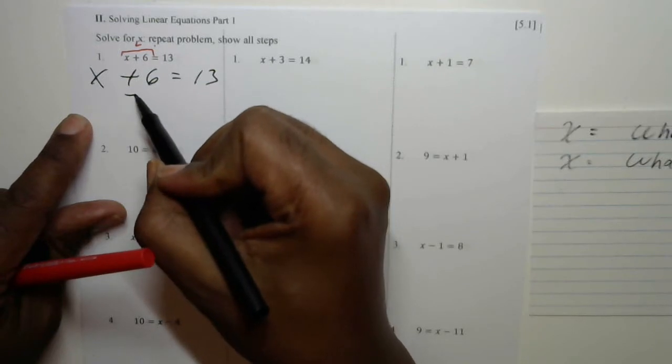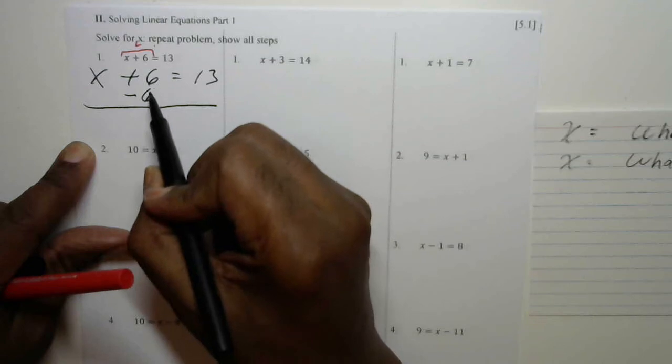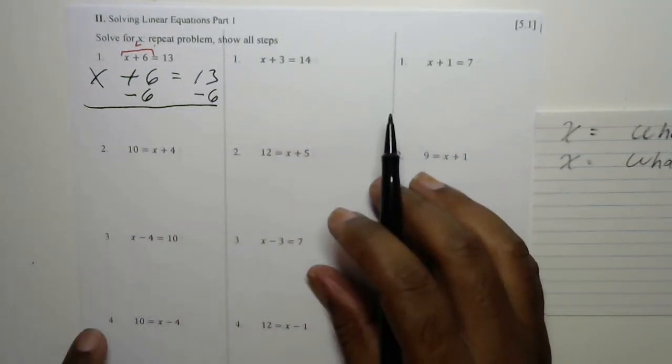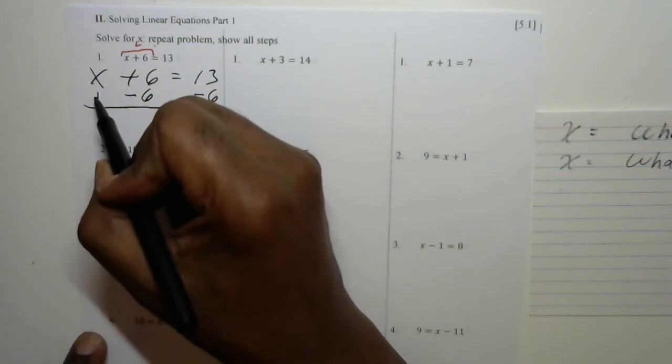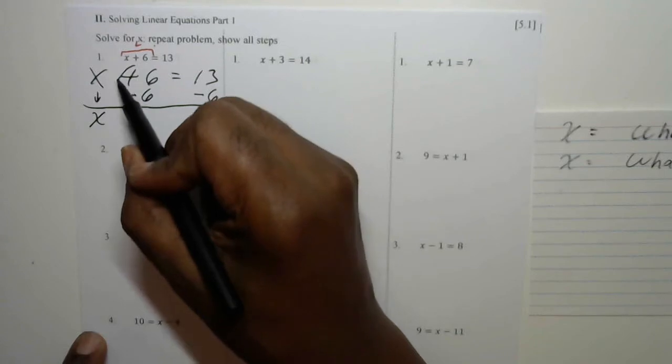So we're going to use a subtracting 6 underneath. And the rule is whatever you do on one side of the equal sign, you also do it on the other side. So another subtracting 6 goes over here. So the x comes down here. These two become 0. They cancel each other out.